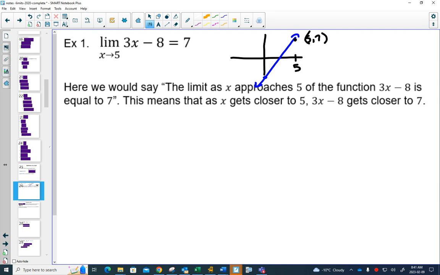What a limit is really asking you is if you were getting close to 5 this way and close to 5 this way, where would you be on the graph? So if I was coming from the left-hand side close to 5, can you see that you would be traveling along here and going this way towards that point? And from the right-hand side, you'd be traveling down here from the top and going this way. And if both of those directions end up at the same place, then that would be the limit.